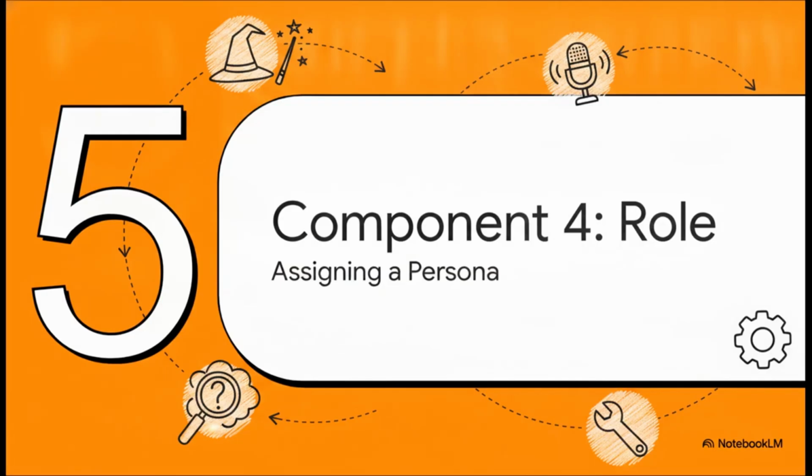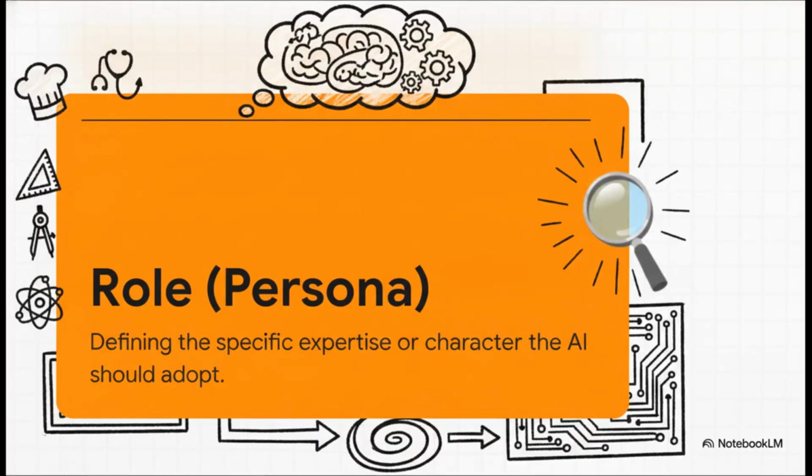And our final building block, core component 4, role. Because the AI is trained on basically everything on the internet, you have to tell it which specific slice of that massive training data it needs to prioritize. By assigning a role, you're essentially applying a filter for expertise. You're telling it exactly what kind of professional hat to wear before it even starts working on your task. It really narrows down the universe of possible answers to just the ones a true, seasoned professional would provide.